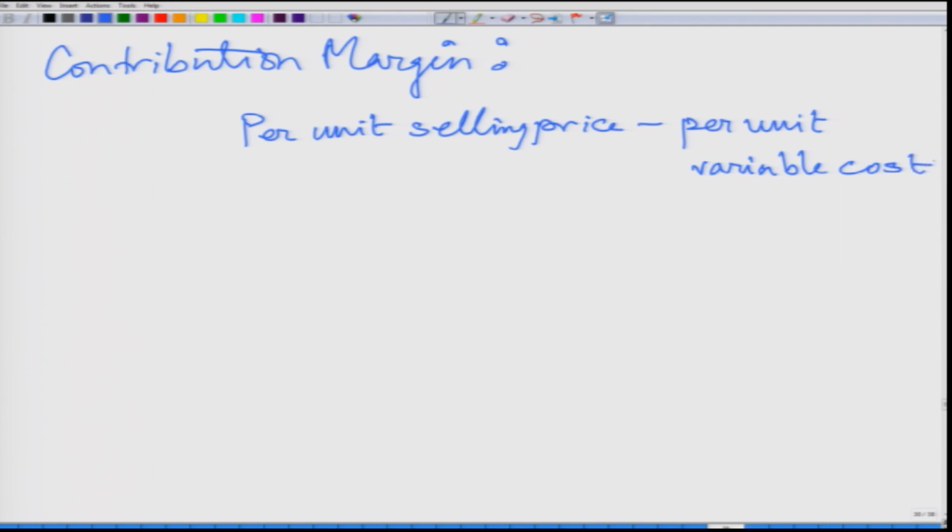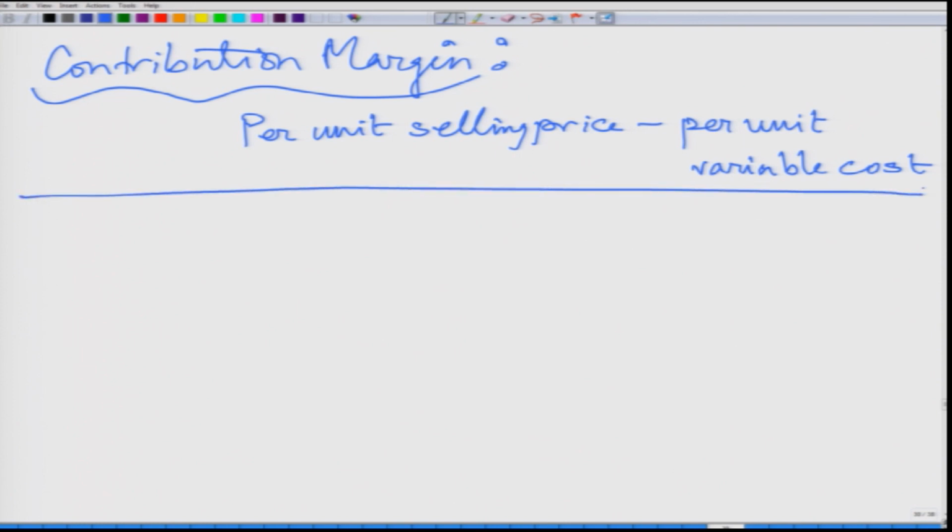So this difference is known as contribution margin. Now we take a few assumptions while we do cost volume profit analysis. Which are those assumptions? I'll just try to write them down.